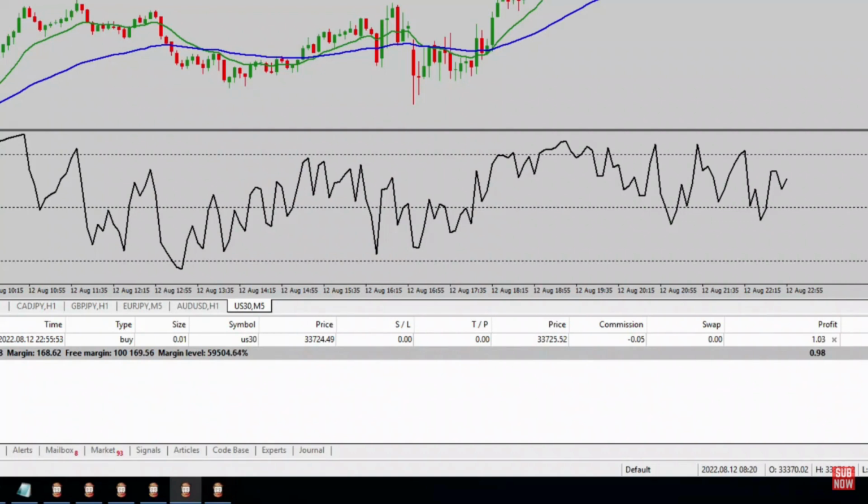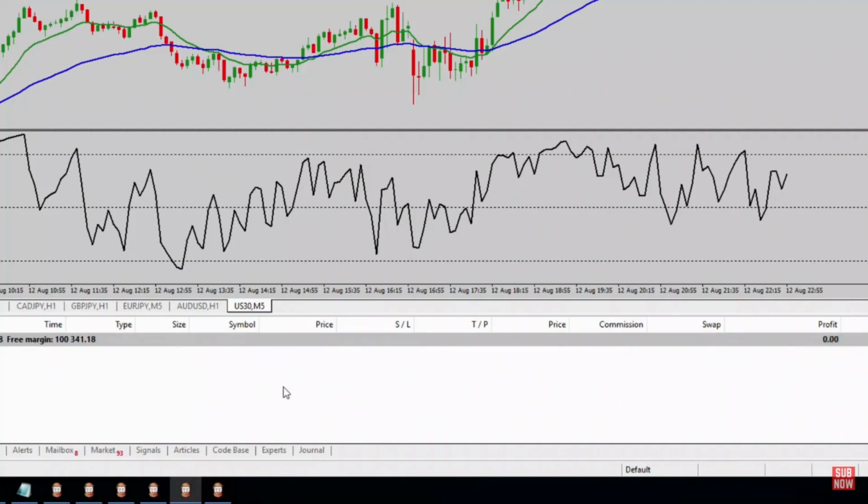We'll go look at doing this exact same thing on just a regular currency pair, and you'll see how the margin level percent is really not much of a factor. Now there's a profit. I'm going to go ahead and take that profit. Closed out, took the profit.